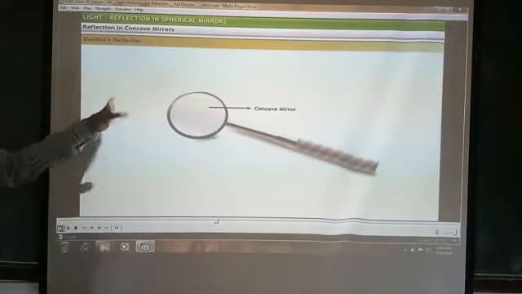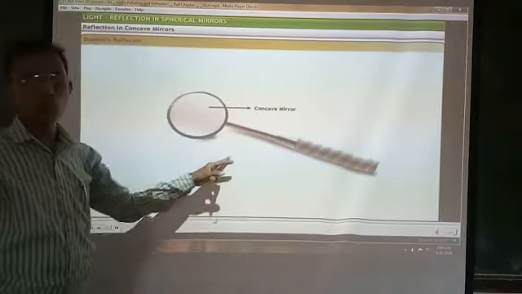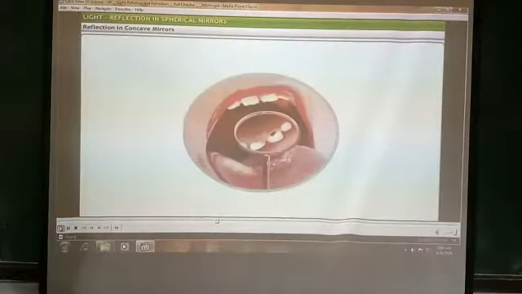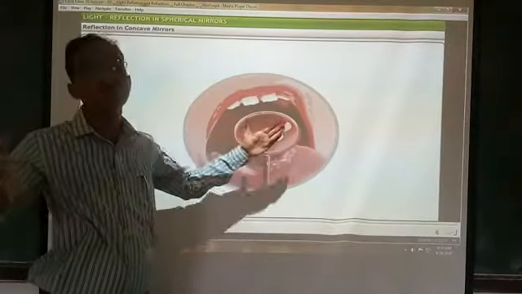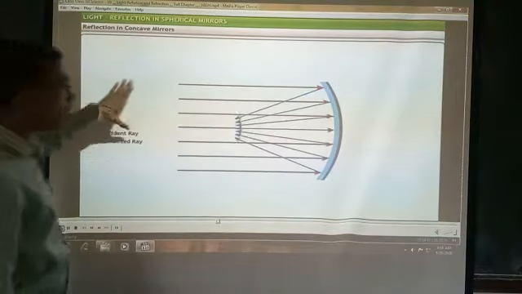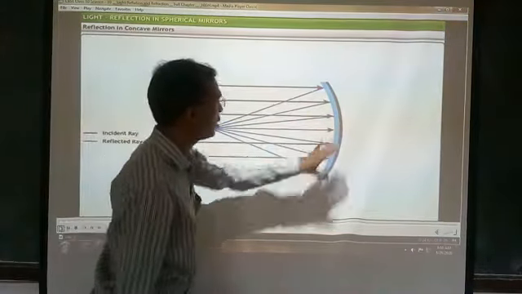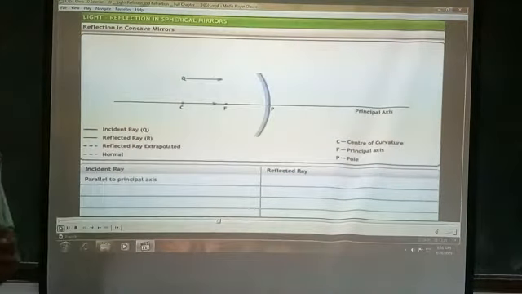Now, the concave mirror. Most dentists and doctors use the concave mirror. Here, the image obtained by reflection is enlarged. For the concave mirror, all the incident rays parallel to the axis are reflected back to one point, the principal focus.